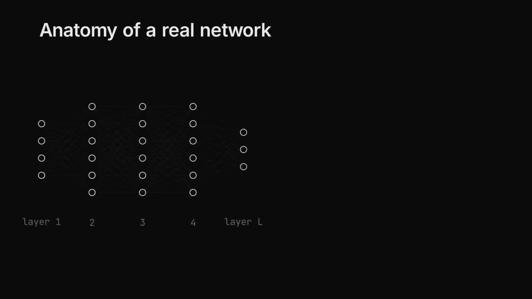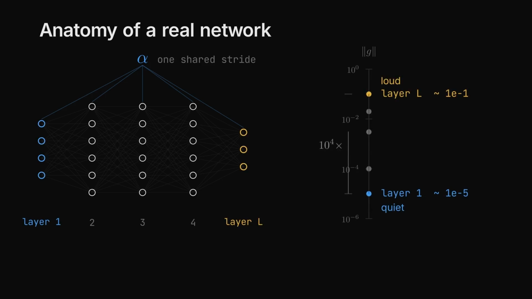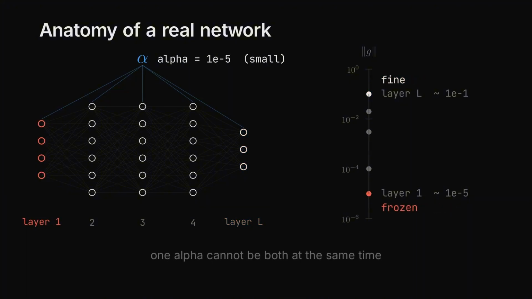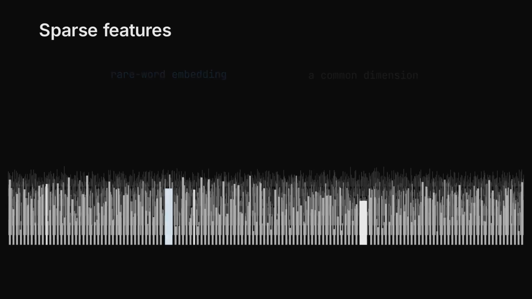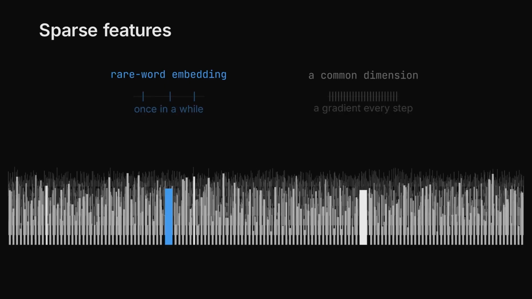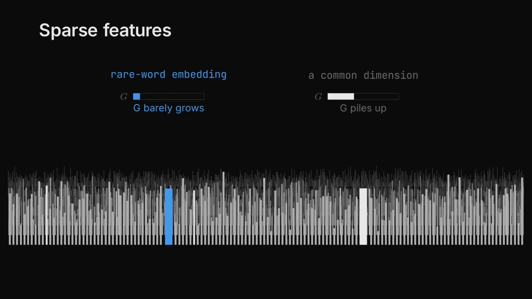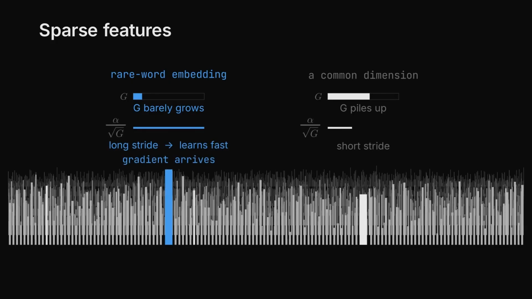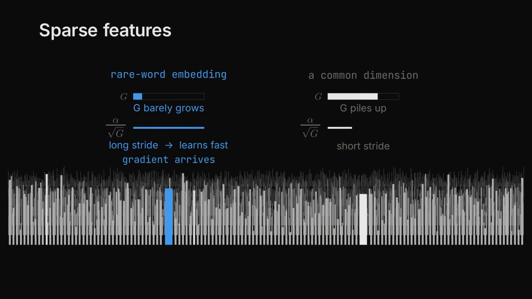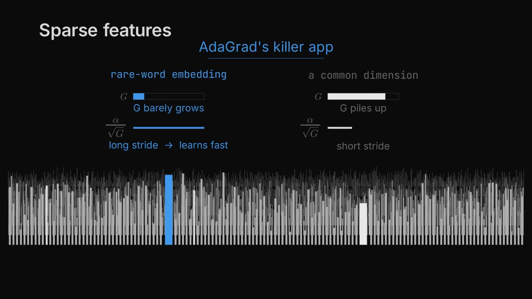Now the anatomy of a real network. This is why one shared stride fails. Gradients in the first layer and the last layer can differ by orders of magnitude. One alpha can't be big enough for the quiet layer and small enough for the loud one at the same time. And sparse features, the embedding of a rare word, only receive a gradient once in a while. Here AdaGrad shines. Because that dimension's g barely grows, it keeps a long stride and learns fast the moment the rare word finally appears. This is AdaGrad's killer app, not its weakness.